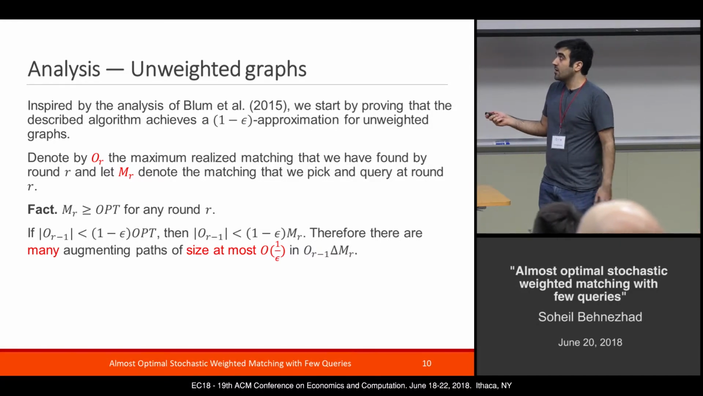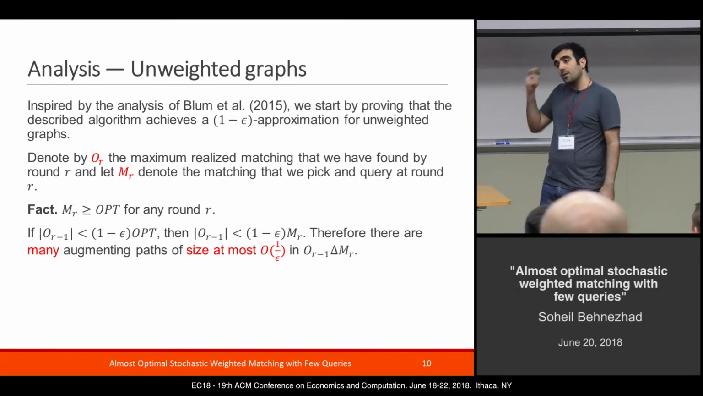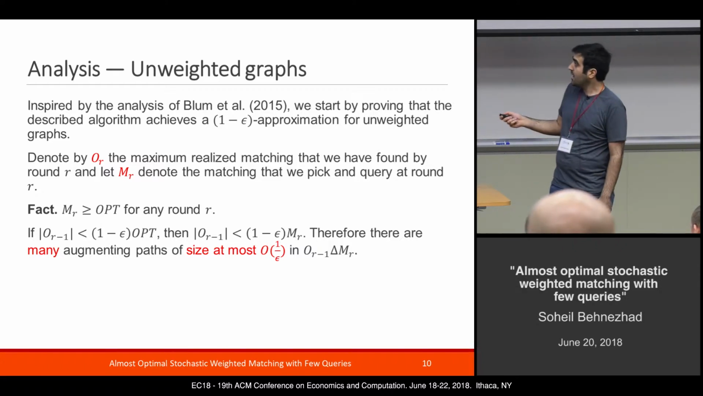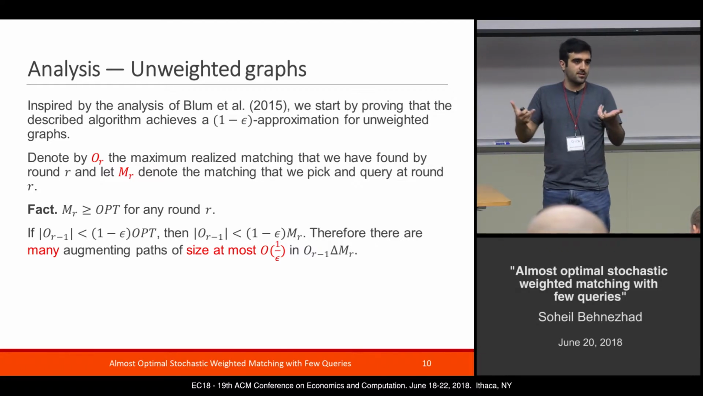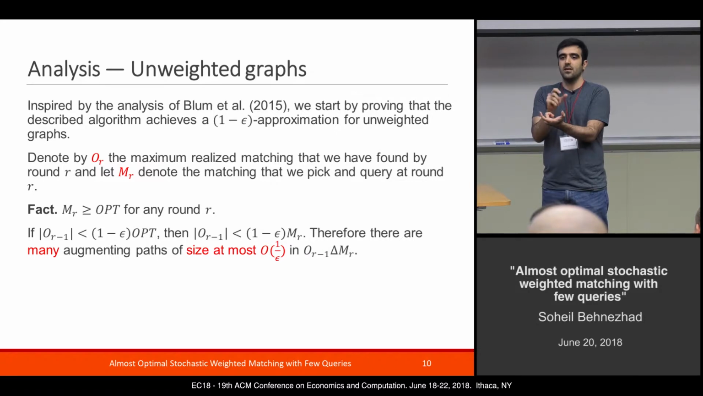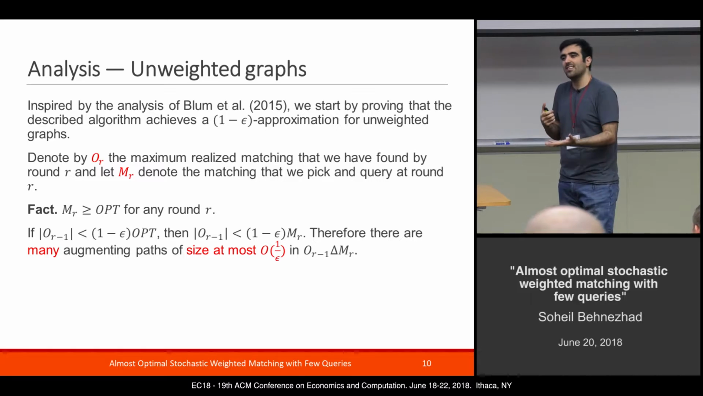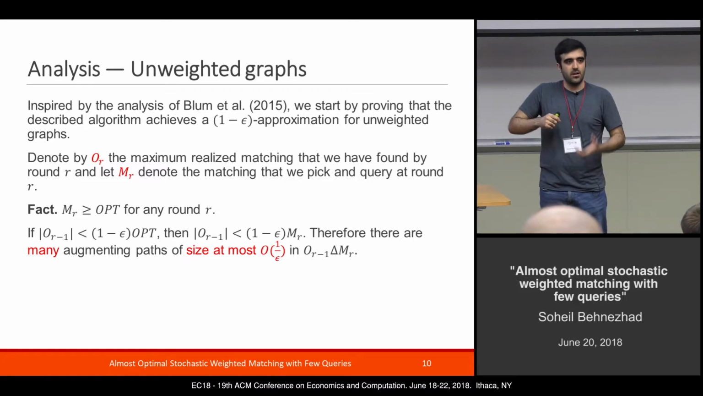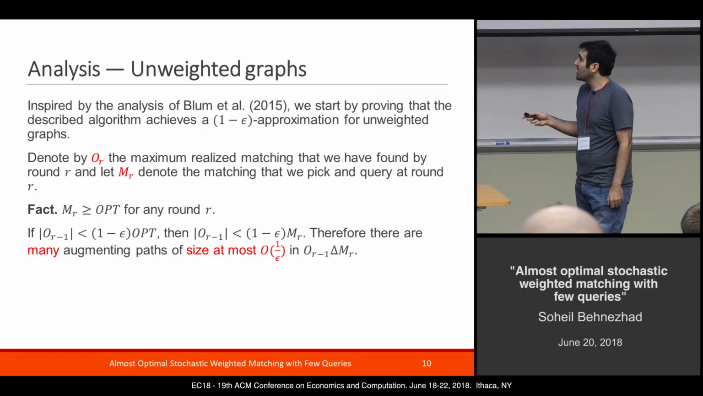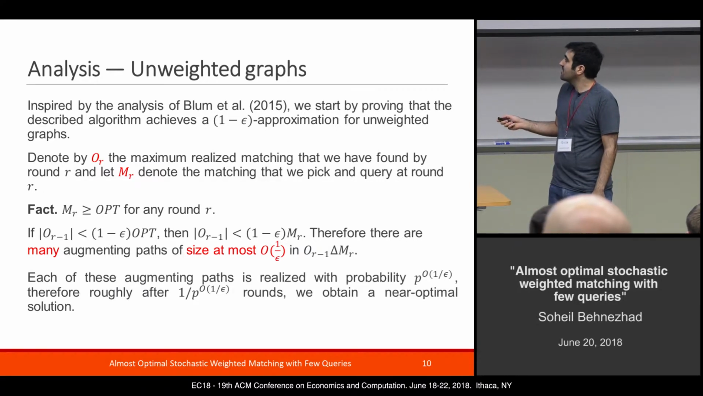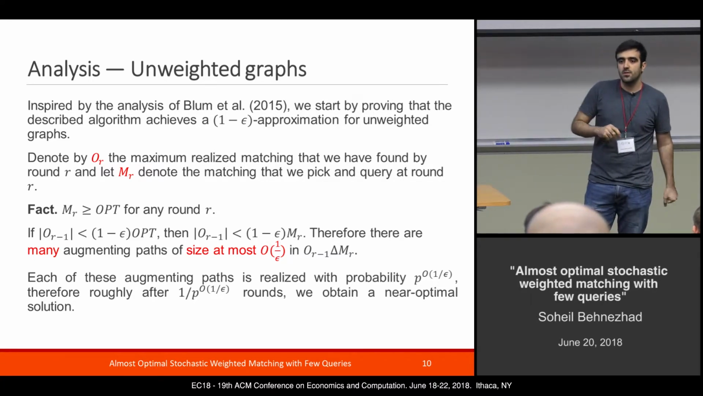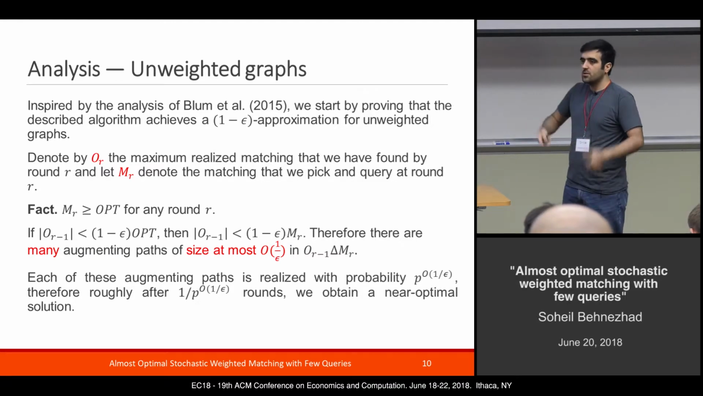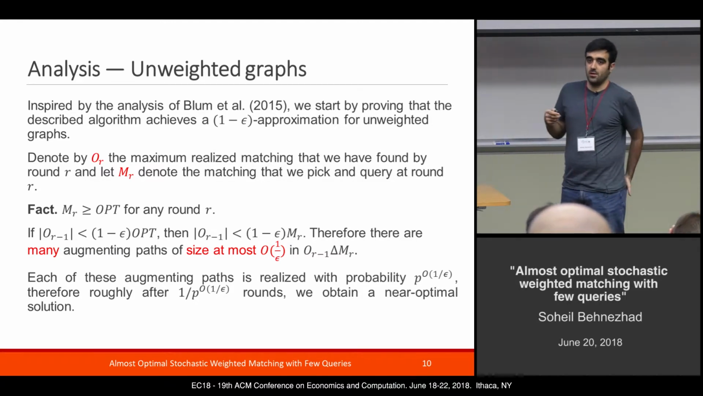So if your O sub r is smaller than a 1 minus epsilon fraction of M, then you will end up with a lot of small augmenting paths. And if you take one augmenting path, and all of its new edges are realized, you will add 1 to the size of your realized matching, right? So really what happens is that all of the edges of an augmenting path of size 1 over epsilon are realized with probability p to the 1 over epsilon. So roughly in 1 over p to the 1 over epsilon rounds, you will achieve a 1 minus epsilon approximation.